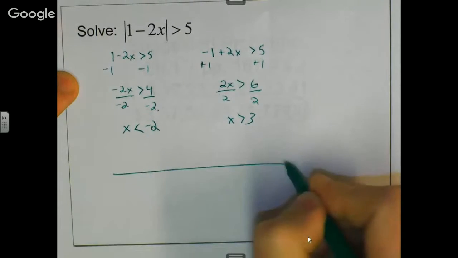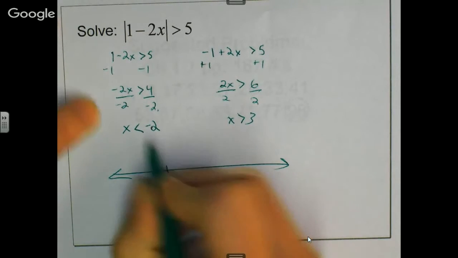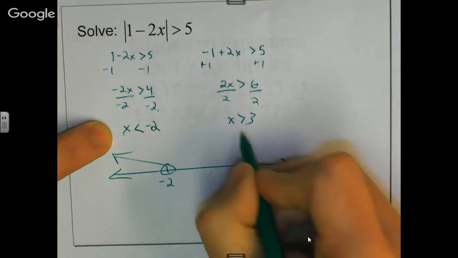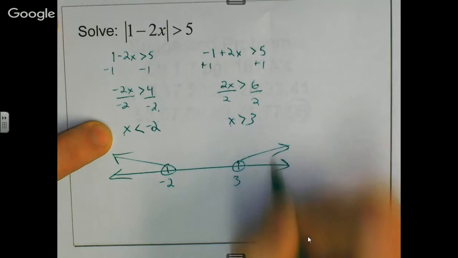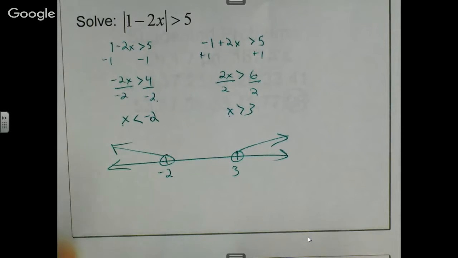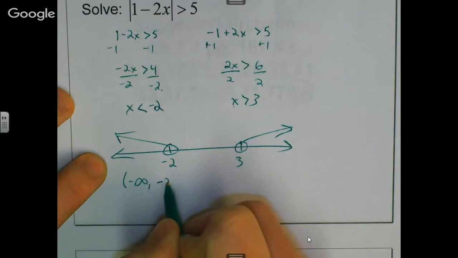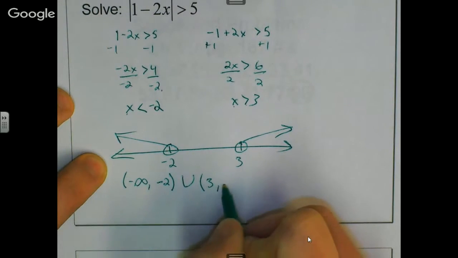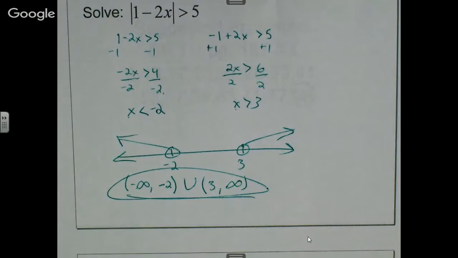So now we graph it out. I've got open circles here. So I'm at minus 2, x is less than minus 2. x greater than 3, here's 3, greater than that. So this tells me my interval. We will have negative infinity, comma, negative 2, parentheses, union, 3, comma, infinity. And this is what we just worked on the other day.